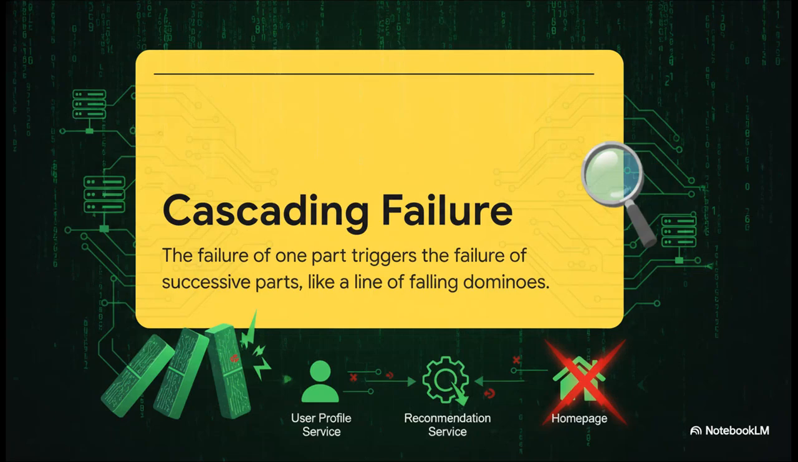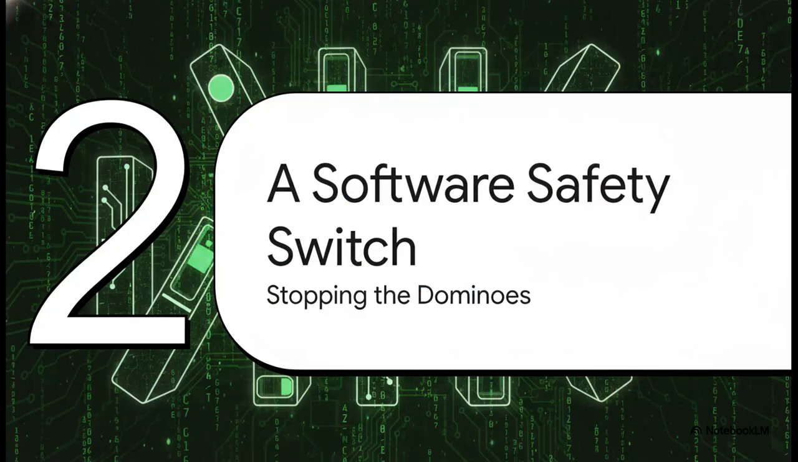Let's say the service that handles user profiles fails. Well, the recommendation service, which needs those profiles to work, goes down too. And then the homepage, which needs to show you those recommendations, fails next. It is literally a chain reaction, a cascade of failure, just like a line of dominoes falling. Okay, so how in the world do we stop these dominoes from falling?